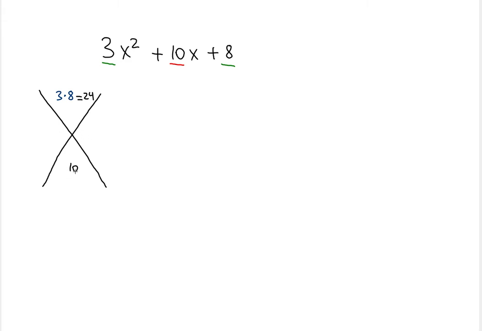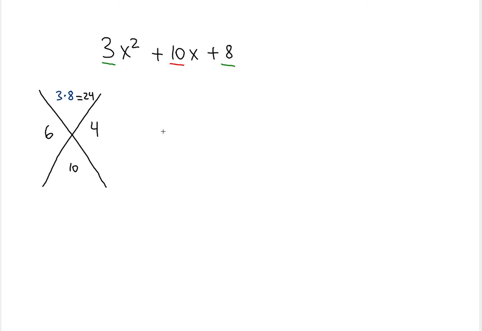And the only pair that is possible is going to be 6 and 4. Because 3 plus 8 is not 10, and 1 plus 24 is not 10, right? And 12 plus 2 is also not equal to 10, so 12 and 2 would not work. So 6 and 4 is the only one.